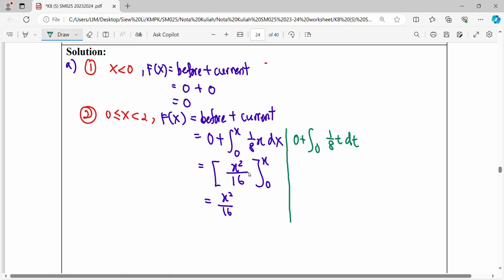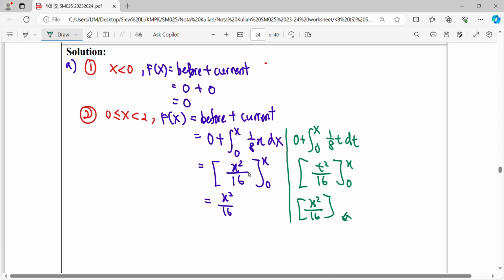To come back with the unknown x, it's still x, but your function you change it into t. So I just remain it the same, I will remain it as x. So this one, t dt, so that you don't confuse this x and x. The process will be the same: t squared over 16, upper limit x, lower limit 0. So it will be x squared over 16. So your function is still in terms of x.